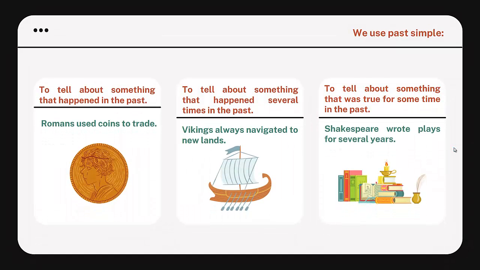Then the first thing we need to know is about when or how we use past simple. The first use is to tell about something that happened in the past. Once, Romans used coins to trade. To tell about something that happened several times in the past. Vikings always navigated to new lands. And to tell about something that was true for some time in the past. Shakespeare wrote plays for several years.